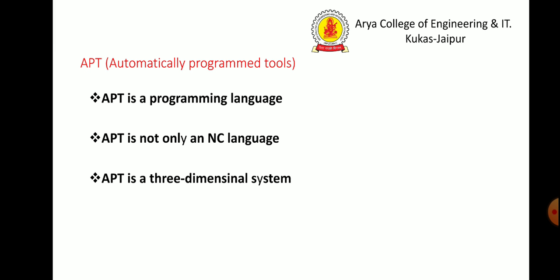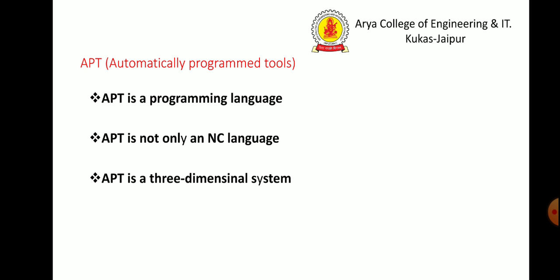APT is not only an ANSI language, it is also the computer program that performs the calculations to generate cutter positions based on APT statements. We will not consider the internal working of the computer program. Instead, we will concentrate on the language that the part programmer must use.